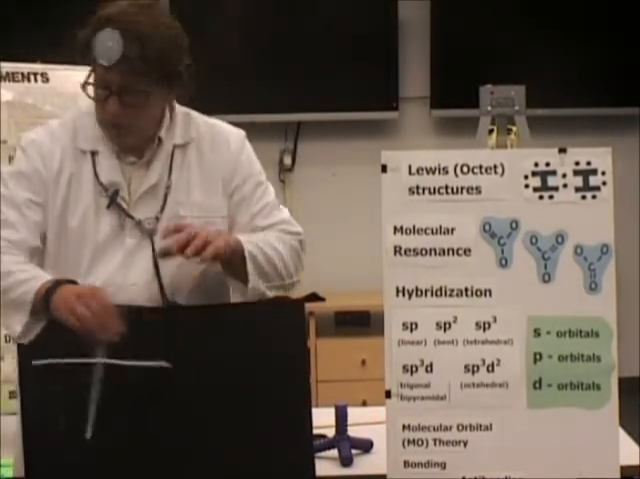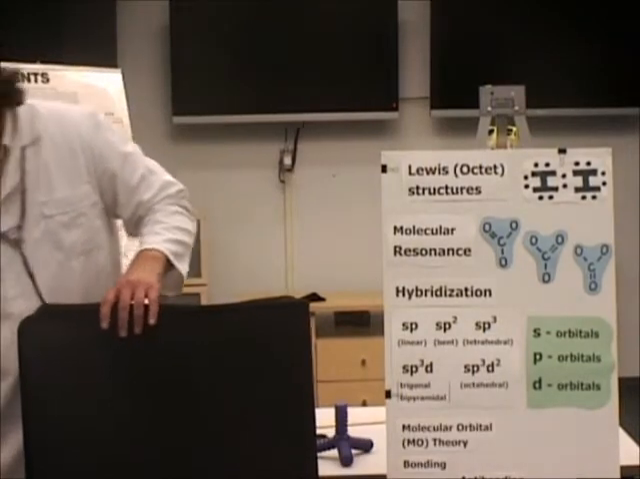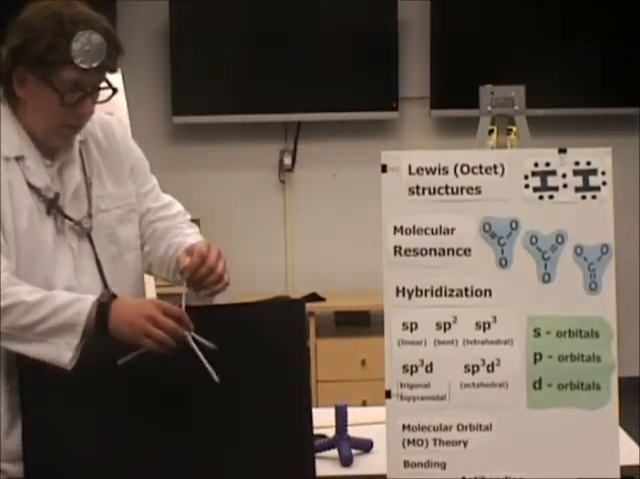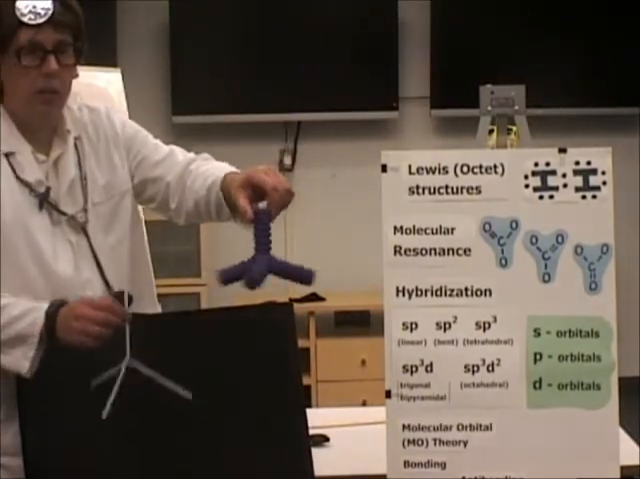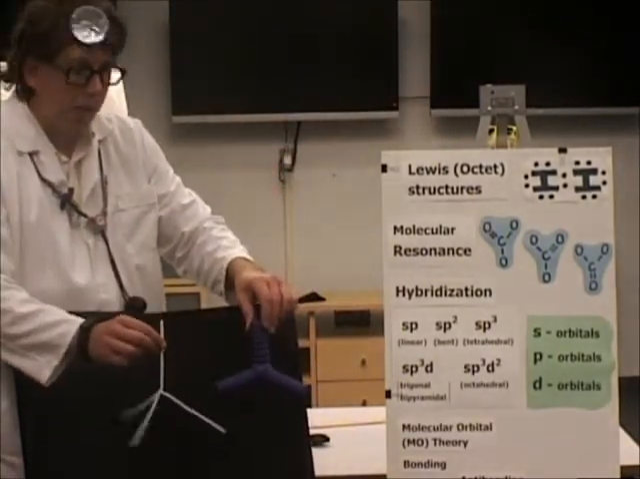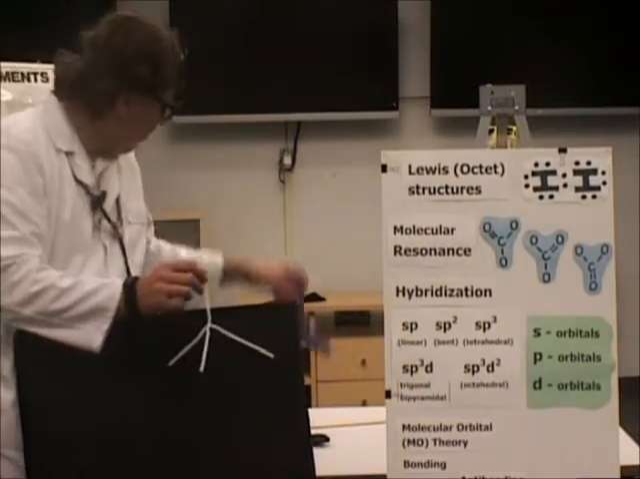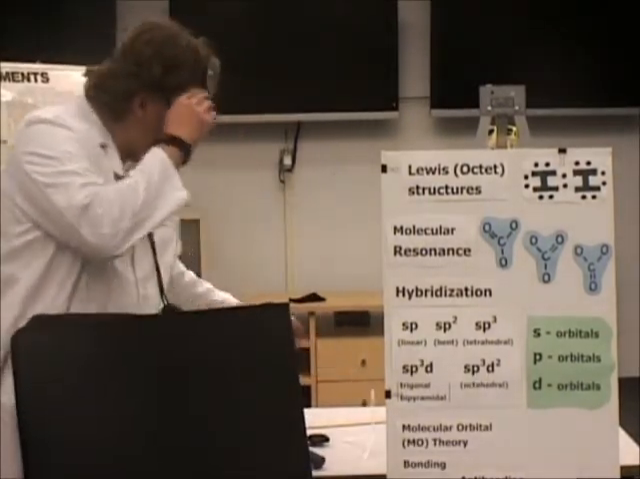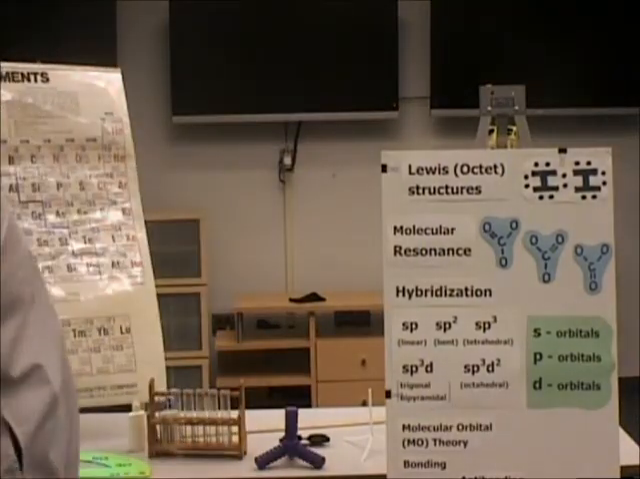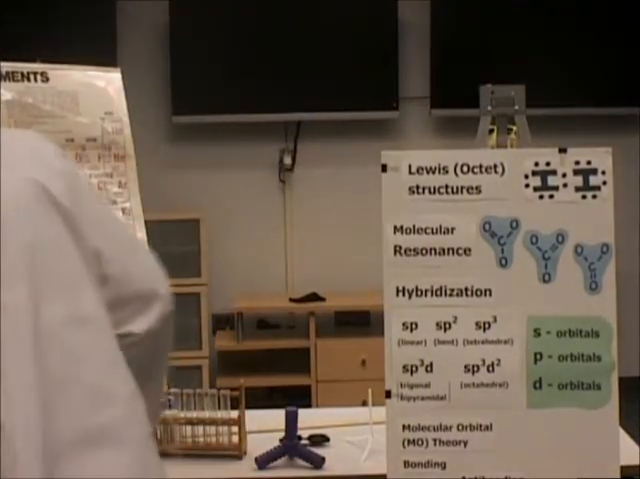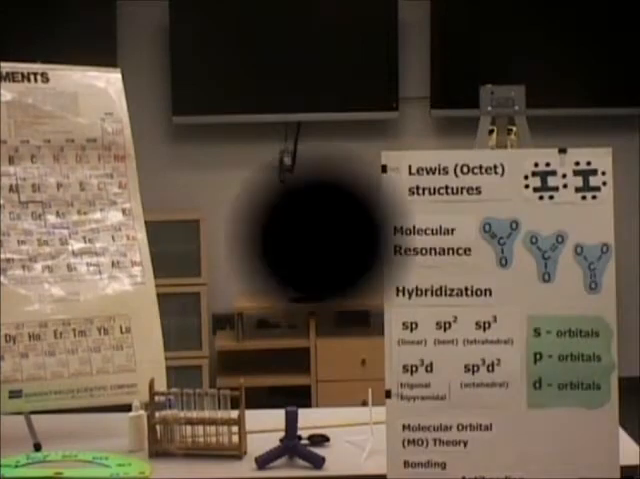Those would be attached to the central atom. A tetrahedral shape here. And I've got a nice looking tetrahedron. So here we have the pipe cleaner version of the tetrahedron, all right? And so on and so forth. Okay, let me go over here and get a couple of the other shapes.